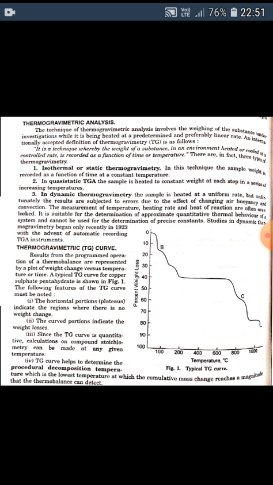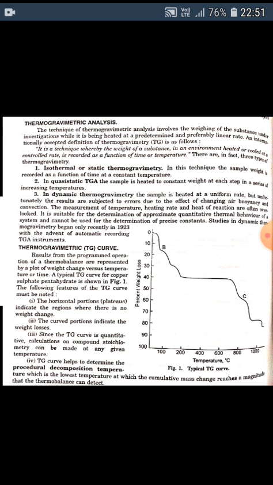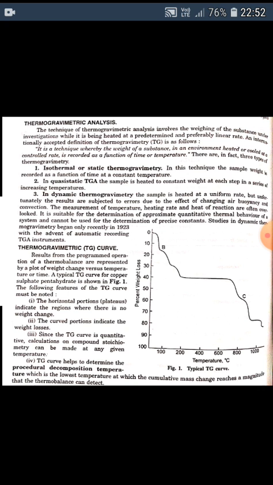rate, but the results are subjected to errors due to the effect of changing air buoyancy and convection. The measurement of temperature, heating rate, and heat of reaction are overlooked. This technique, that is dynamic thermogravimetry, is suitable for the determination of approximate quantitative thermal behavior of a system, but it cannot be used for determination of precise constants.